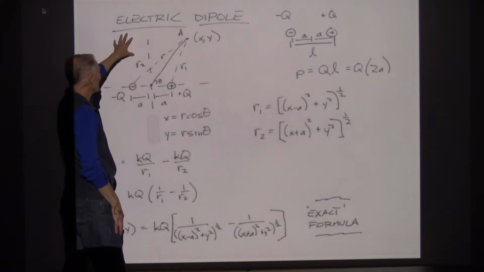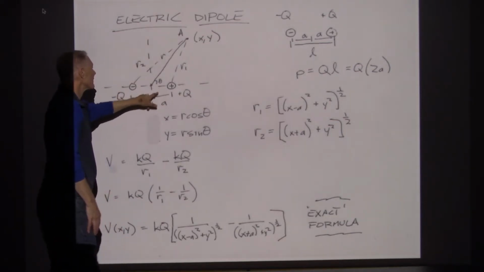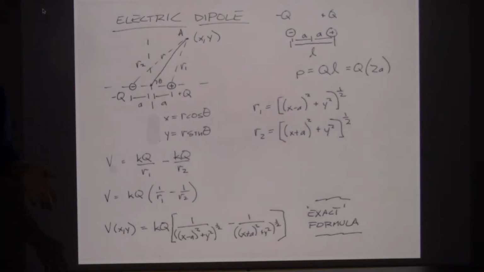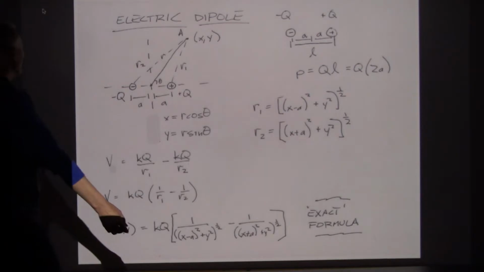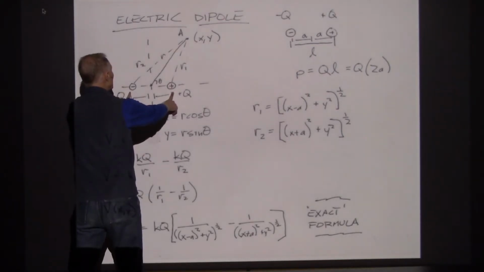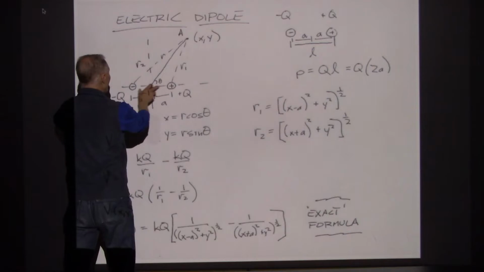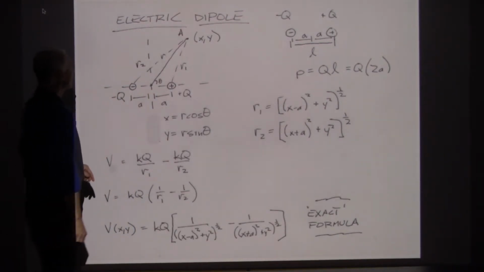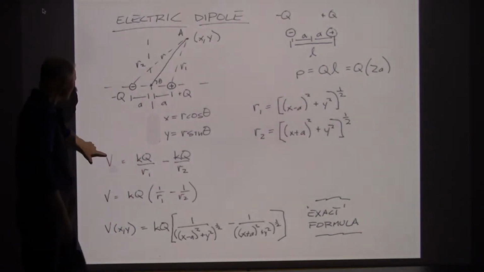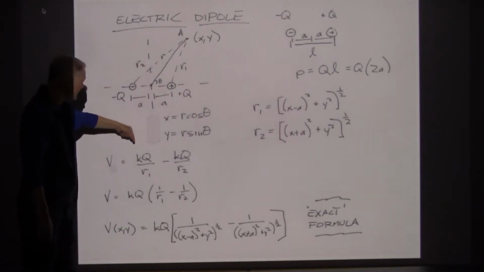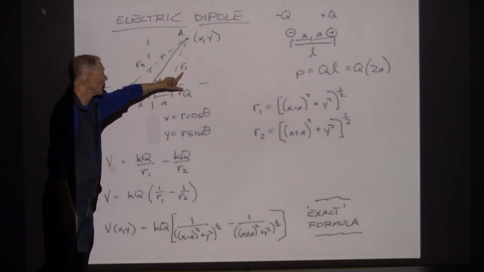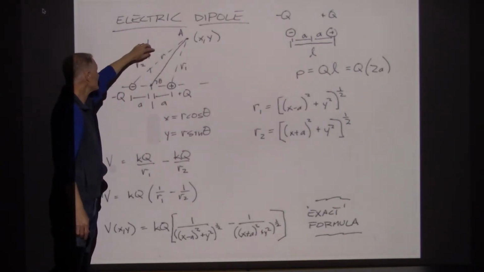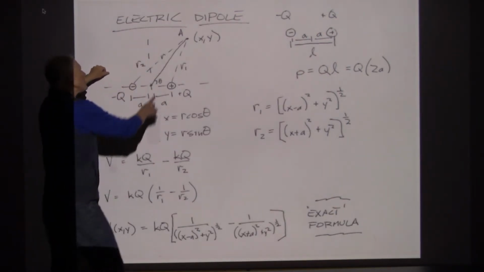So here is the electric dipole. What I've done is I've used the same setup as I did for the electric field back in chapter 21 or 22. I guess it was 21. And so instead of putting L here, I broke it up into a and a. It makes it easier to write out the formulas. So the potential at point A is going to be kQ over r1, that's just a distance, and minus kQ over distance r2.